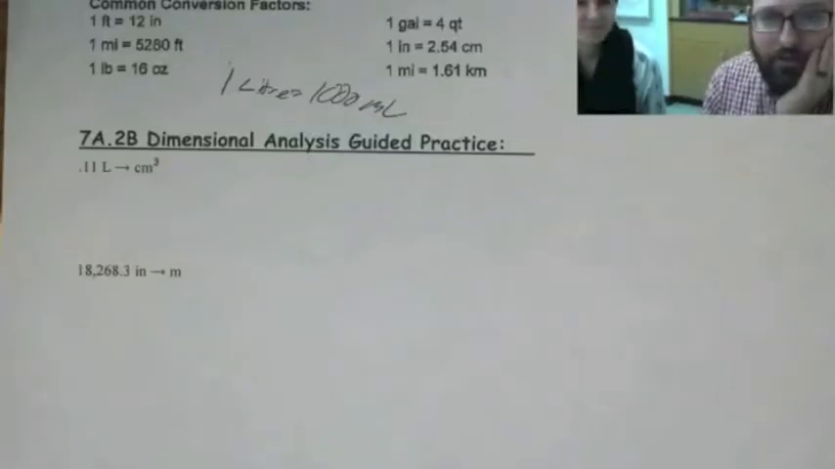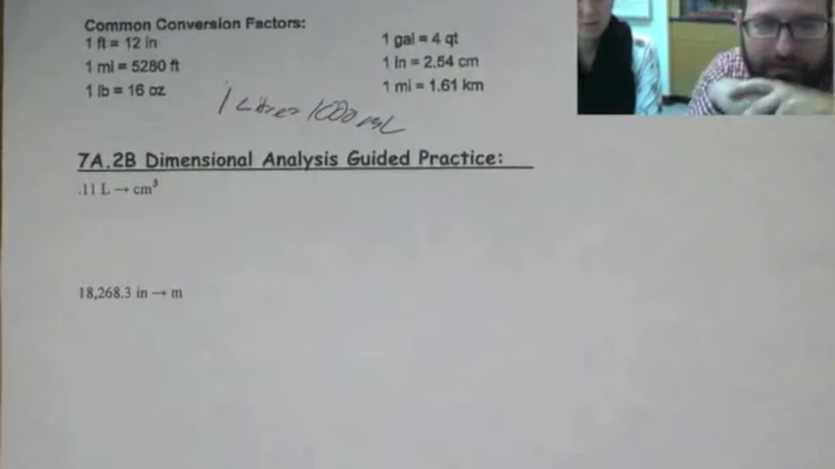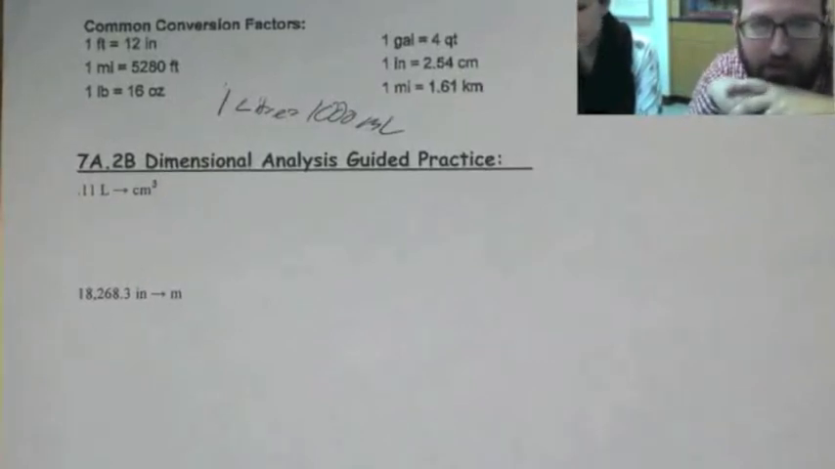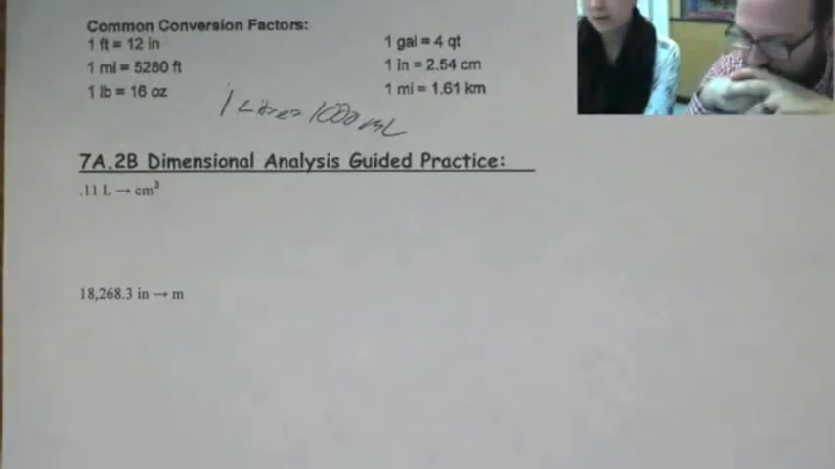Okay, so we're going to look at our guided practice problems here. Let's look at the first one I've got. We've got 0.11 liters, and I'm trying to get to cubic centimeters. So we're going to start with our train tracks.